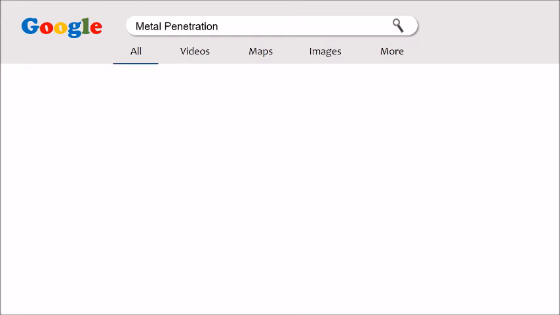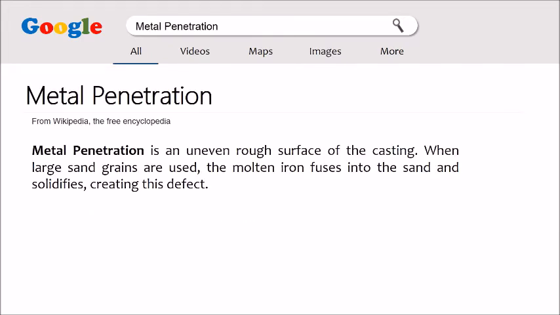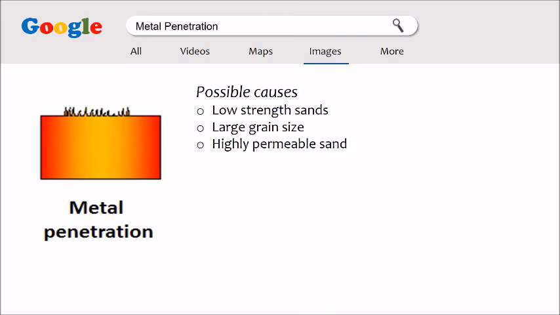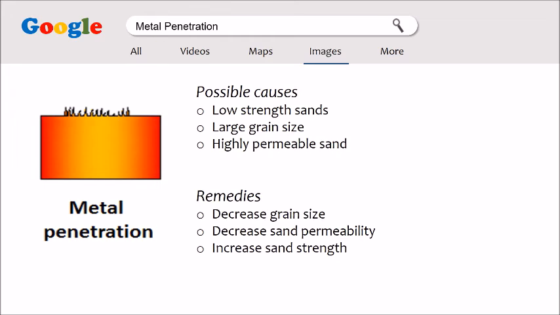Next, we have the metal penetration. It is an uneven, rough surface of the casting. When large sand grains are used, the molten iron fuses into the sand and solidifies, creating this defect. And for the possible causes, we have low strength sands, large grain size, and highly permeable sand. For the remedies, we could decrease the grain size, decrease the sand permeability, and increase the sand strength.